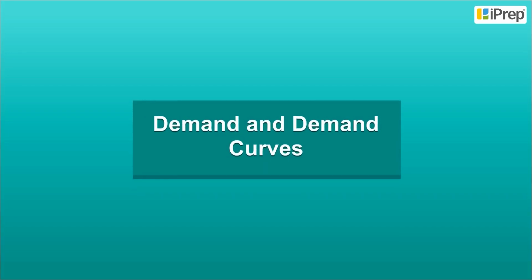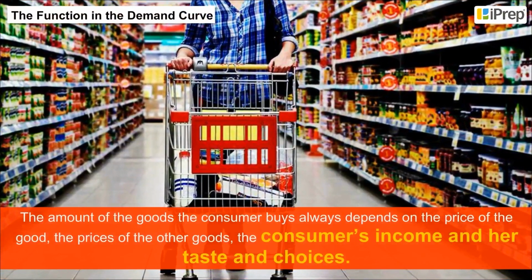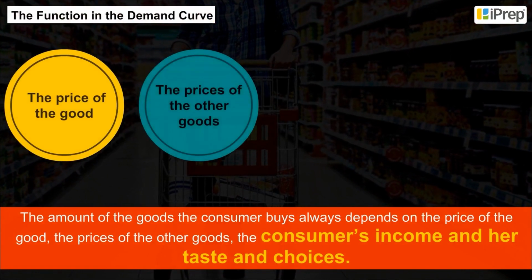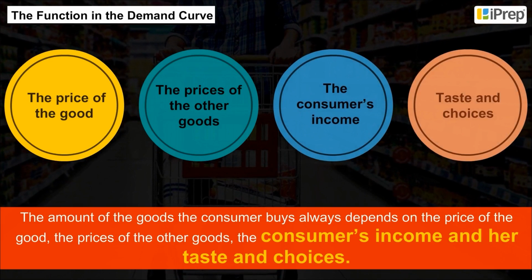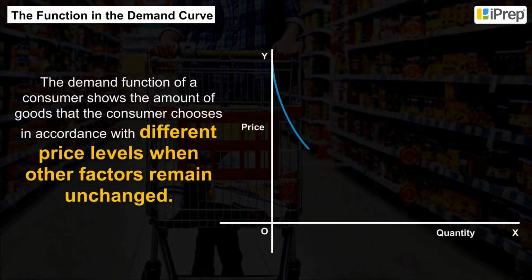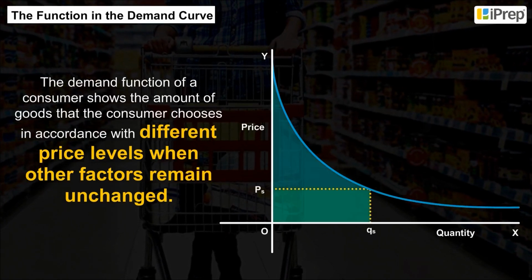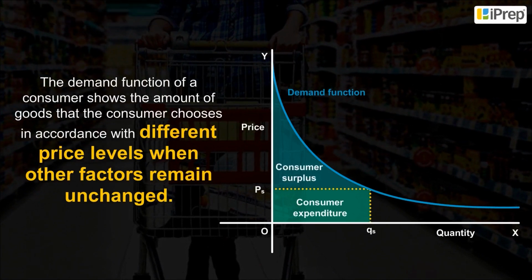Demand and demand curves. The function in the demand curve. The amount of the goods the consumer buys always depends on the price of the good, the prices of the other goods, the consumer's income, and her taste and choices. The demand function of a consumer shows the amount of goods that the consumer chooses in accordance with different price levels when other factors remain unchanged.